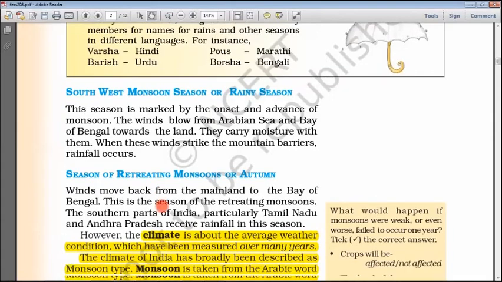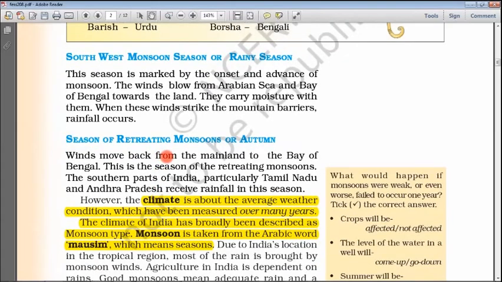Then you have the season of autumn, that is the season of retreating monsoon. The southwest monsoon moves back from the mainland to the Bay of Bengal, and this season is known as retreating monsoon. The southern parts of India, particularly Tamil Nadu and Andhra Pradesh, receive rainfall in this season.